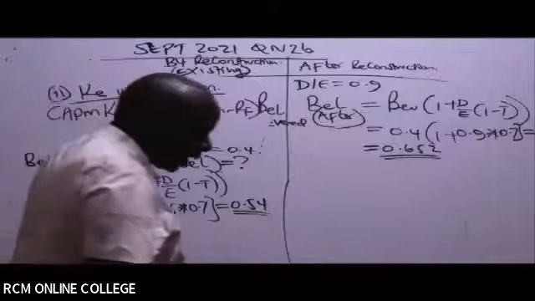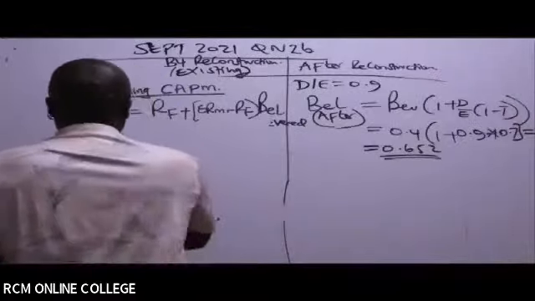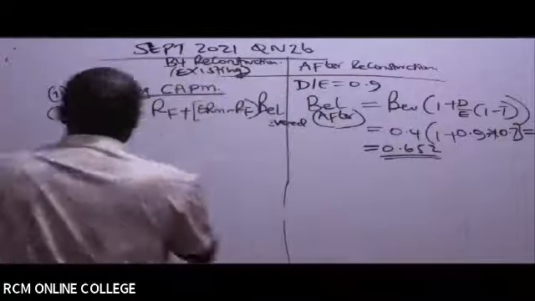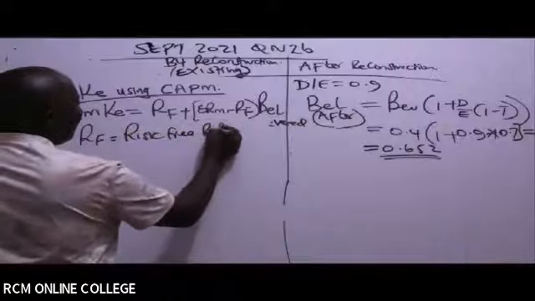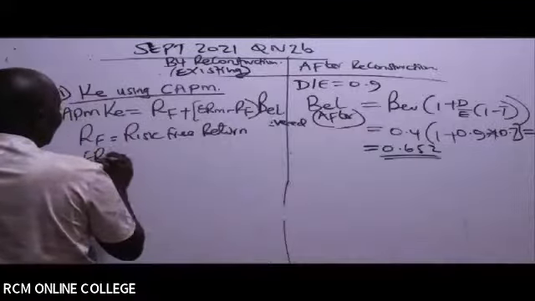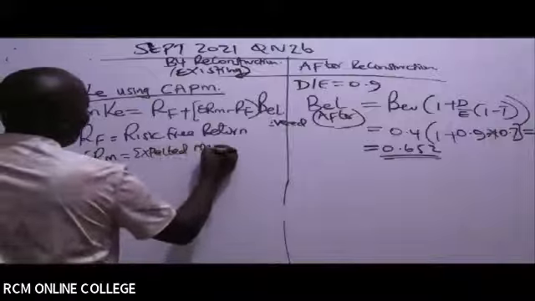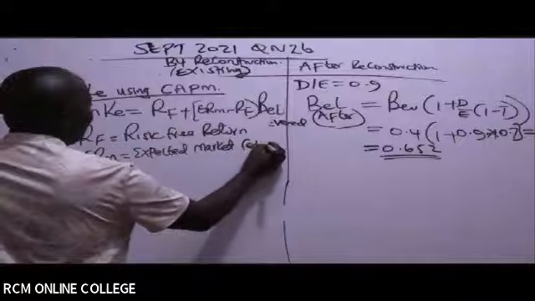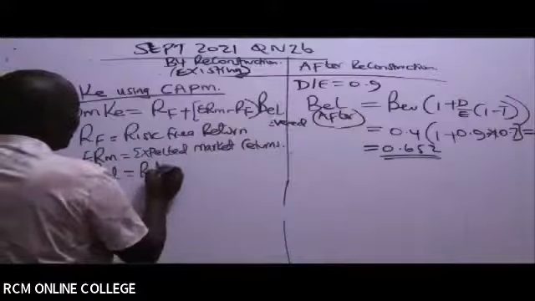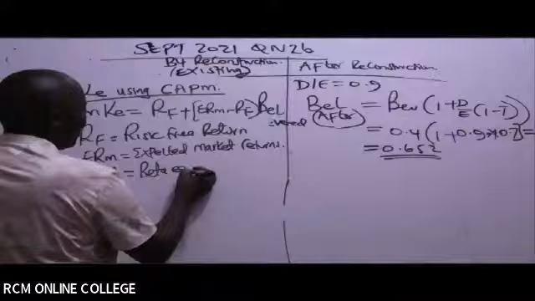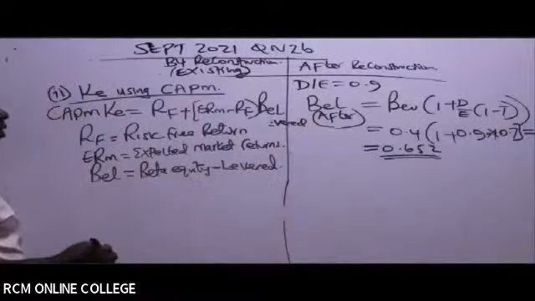It is very important for us to explain this: that RF is the risk-free return, ERM is the expected market returns, and then we have BEL, beta equity levered.